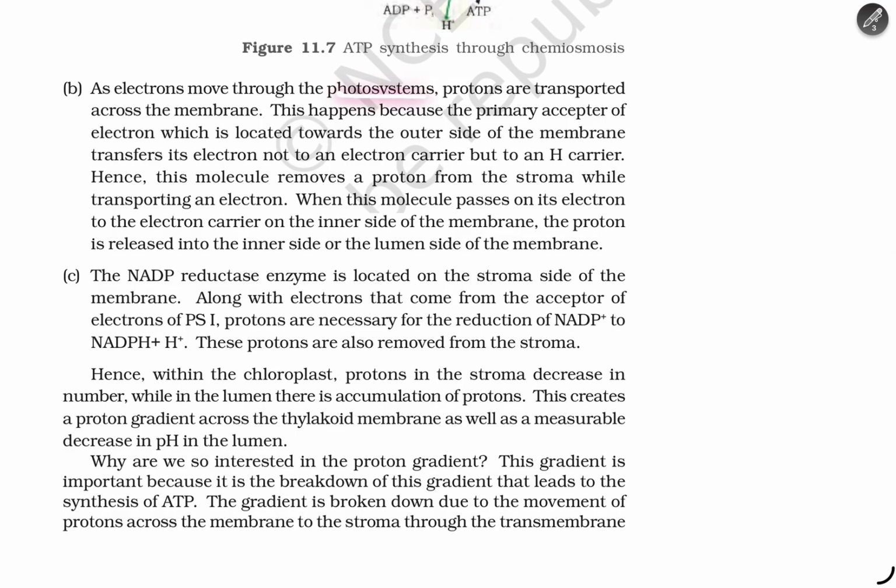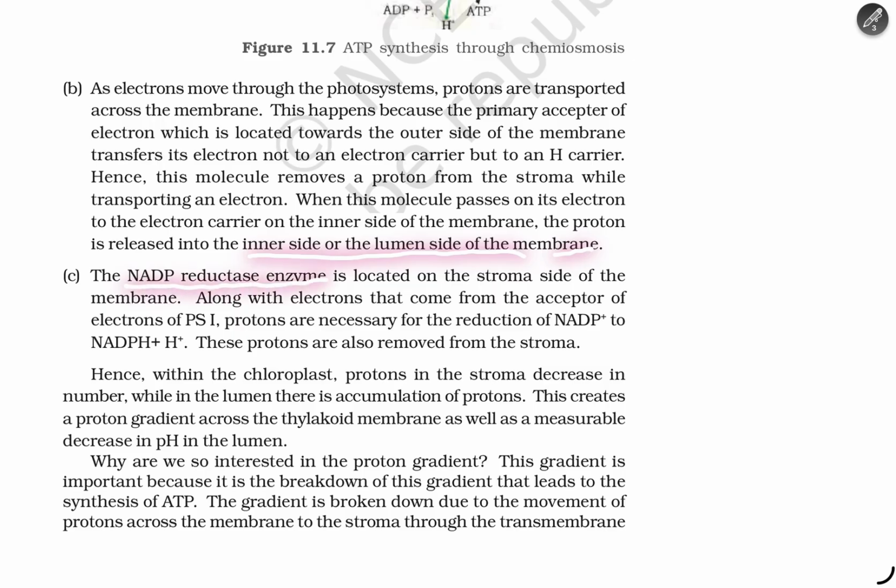As the electron moves through the photosystem, the protons are transported across the membrane. This happens because the primary acceptor of the electron, which is located towards the outer side of the membrane, transfers the electron not to an electron carrier but to an H carrier. Hence, the molecule removes a proton from the stroma while it is transporting an electron. When the molecule passes on its electron to an electron carrier on the inner side of the membrane, the proton is released into the lumen, on the inner side of the membrane.